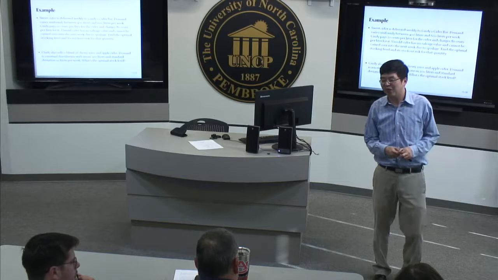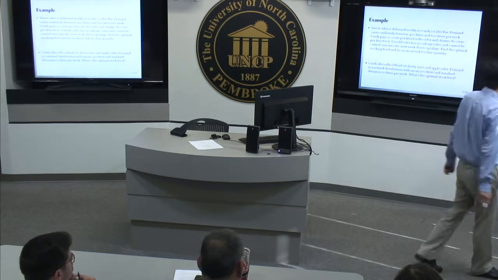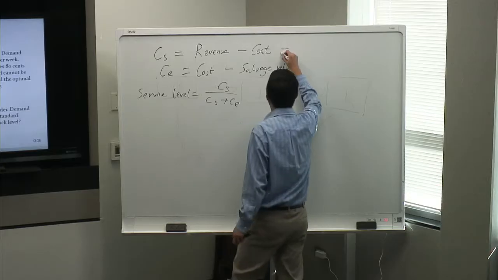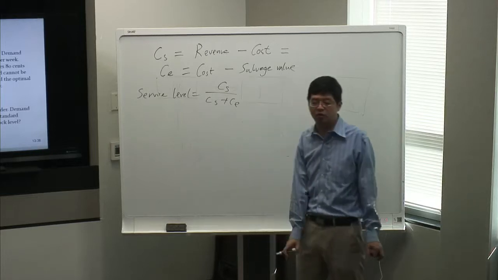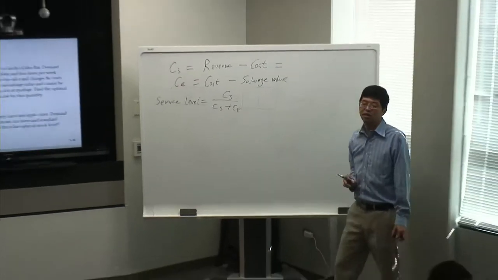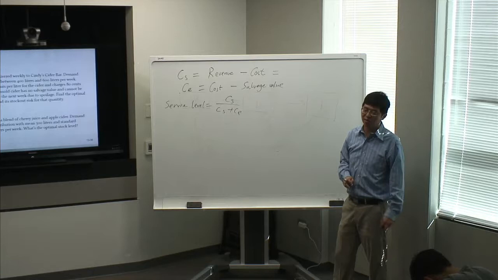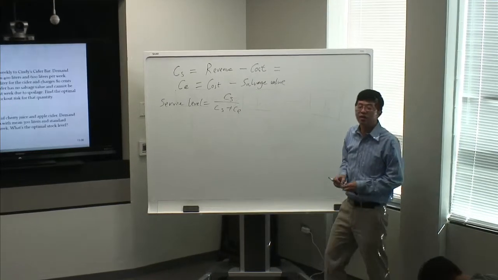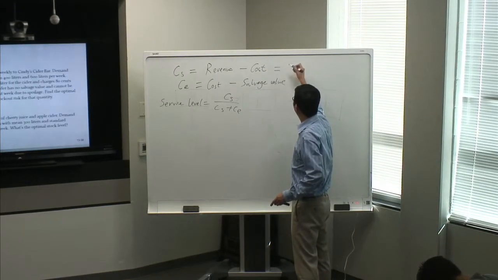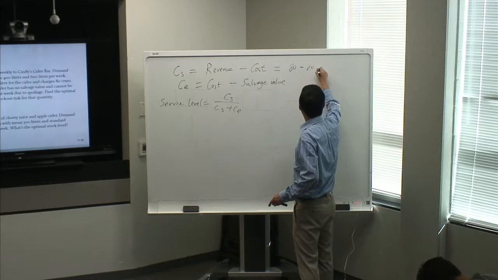Okay, let's do it together. First part: can anybody tell us what is the Cs? How do you calculate Cs in this example? 80 minus 20, so 60 cents, right?